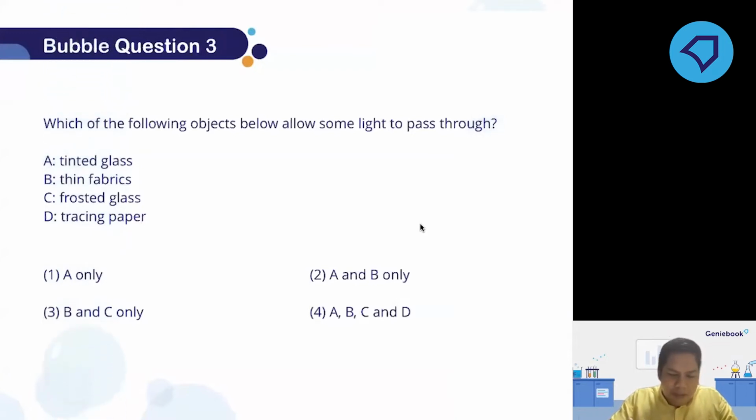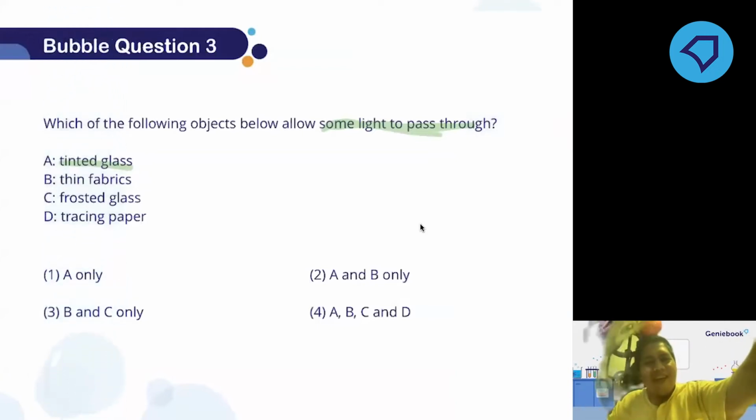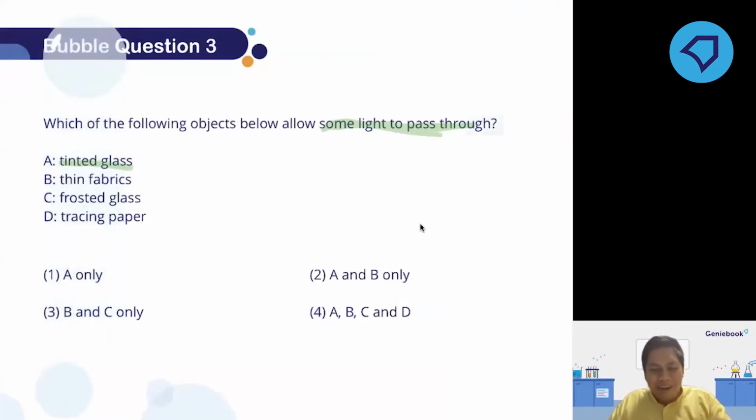Which of the following objects below allows some light to pass through? So this time we are interested in some light to pass through. So we have tinted glass. I will show you later in my experiment, if we have time at the end of the lesson. See, I have tinted glass over here, if you can see on my camera. Okay, I'll show you the experiment later.